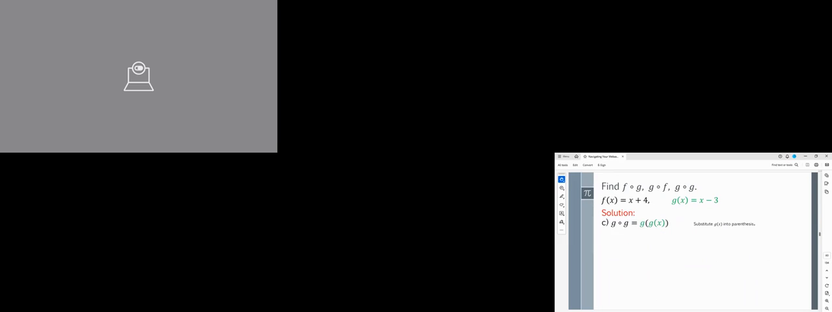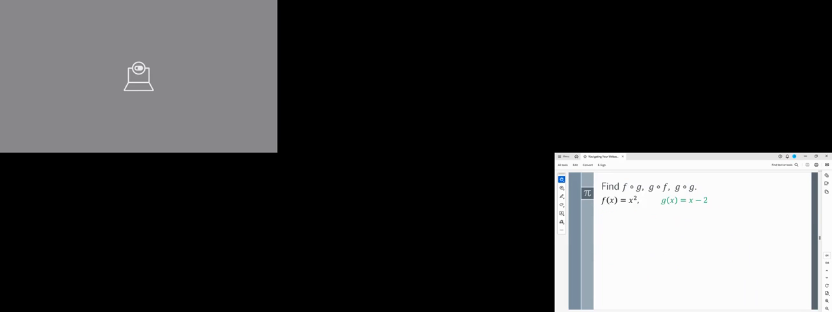The next one we have g, which is on the outside. Then we have another g, which is on the inside. So we replace g of x with x minus 3. Now wherever I see an x, I'm going to plug in x minus 3. So I get x minus 3 minus 3, which is going to be x minus 6.